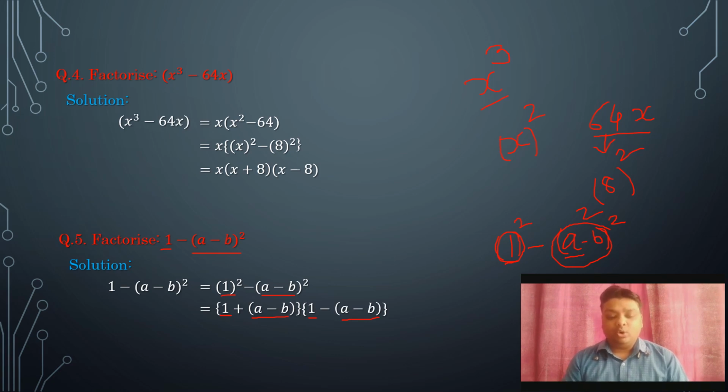Now we will open the small bracket. Then we can write 1 plus, here you can see outside plus sign, then no sign will change, directly we will add a minus b. But here now you can see that outside minus, then the sign will change, minus will be plus. So 1 plus a minus b and 1 minus a plus b will be the factors of this expression. Okay students, so I hope that you all have understood.